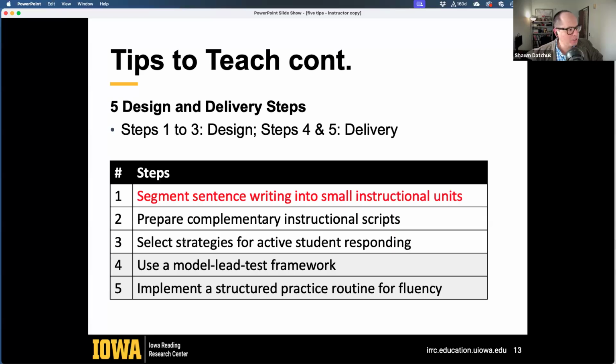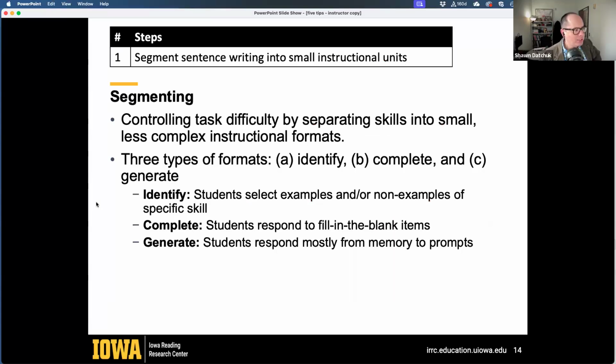So the first one would be segment sentence writing into small instructional units. And so in reading, there are all sorts of ways that we can control for task difficulty. So if you've ever provided a reading intervention or reading instruction, particularly at the early elementary grades, you know that you can focus in on the individual sounds, attach those sounds to individual letters, and then gradually build and blend those sounds into words, etc. It's more difficult to do that for writing skills, but my studies and several studies have used these different types of formats to control the task difficulty a little bit better.